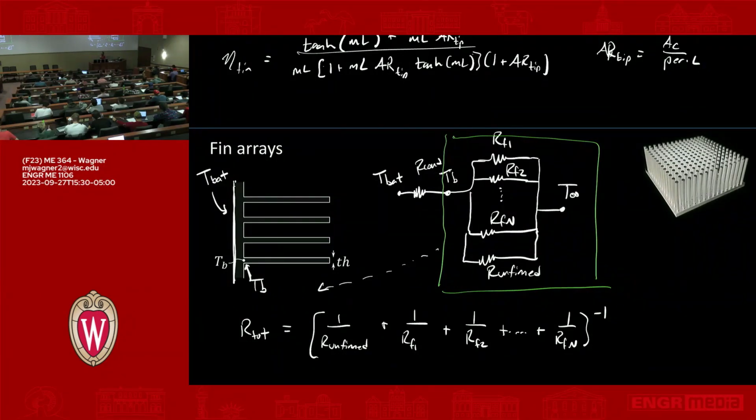So you're going to have to compute the fin resistance, like RF1, and assume that they're all the same probably, RF1, RF2, and so on. You compute the fin resistance using the fin efficiency model. You then take n of those, because there's n of these 1 over R's, add that to the unfinned area, take the inverse, and that gives you the total array resistance.